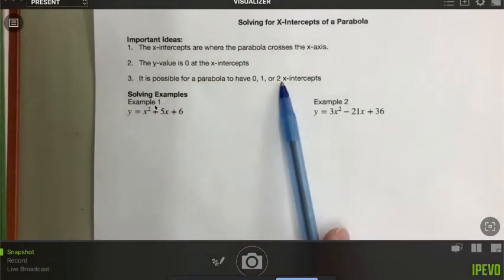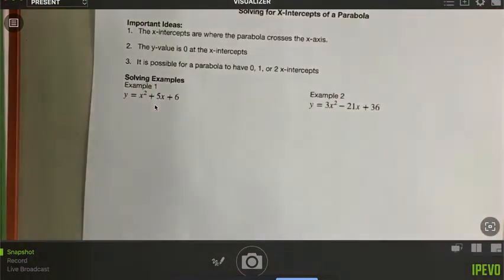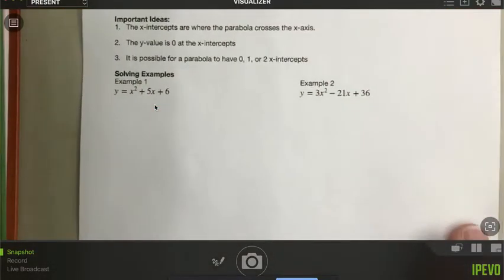So this is the absolute maximum. It would be impossible for a parabola to cross any more than 2 times just because it's that U shape. That's not a U, that's like a W, but you get what I mean.